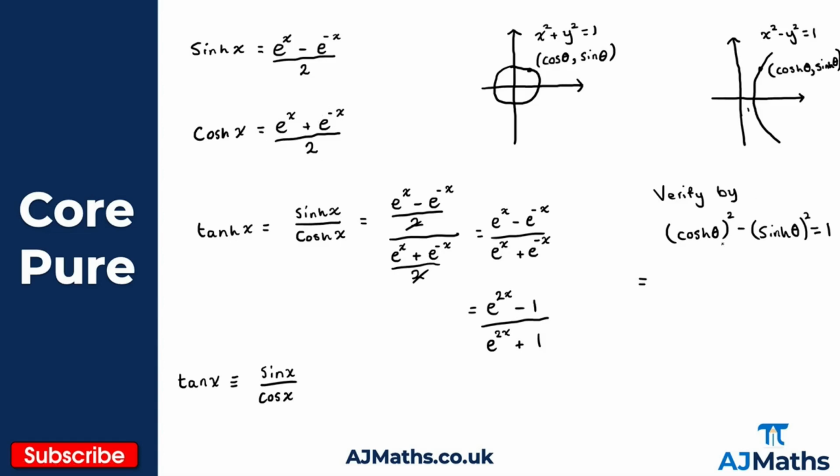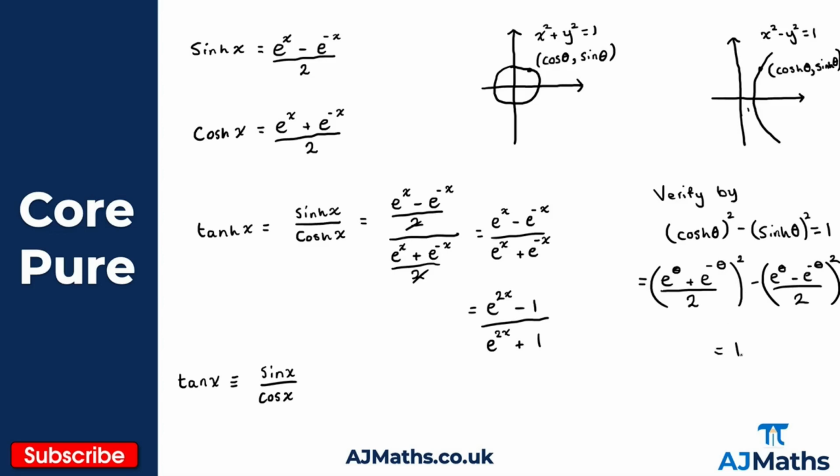But obviously we're now using it in terms of theta here. That's going to be e to the theta plus e to the minus theta all over 2. Square that, and then subtract sinh theta squared, so that's e to the theta minus e to the minus theta all over 2, and square that, and show that that's equal to 1. I'm going to leave that as an exercise for you to have a go at. It is just basic simplifying, but do have a go at that, see if you can show that that's equal to 1.